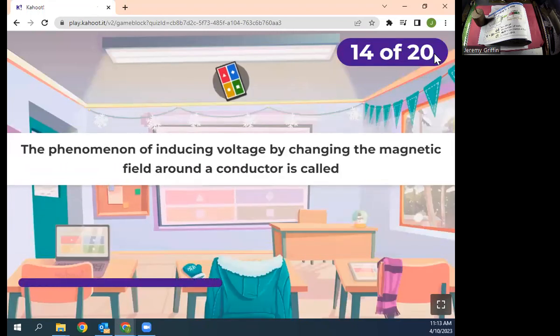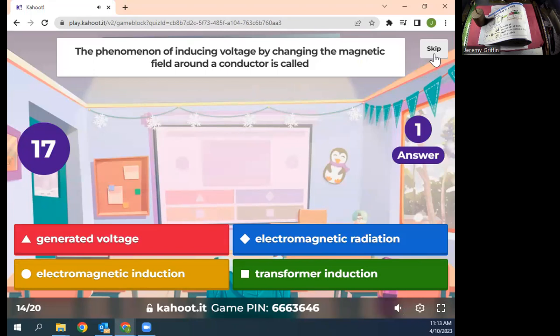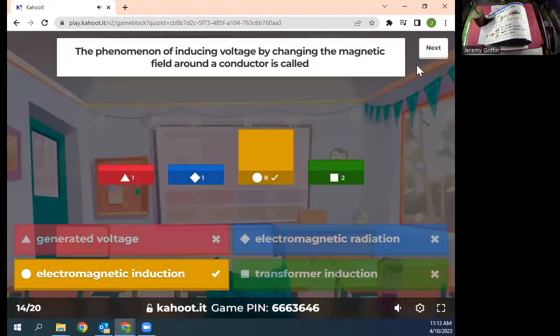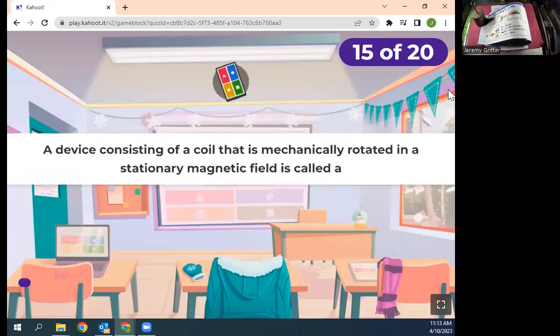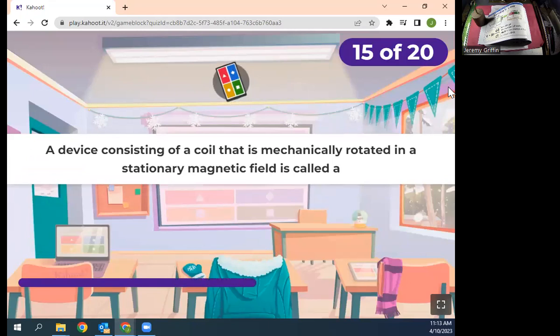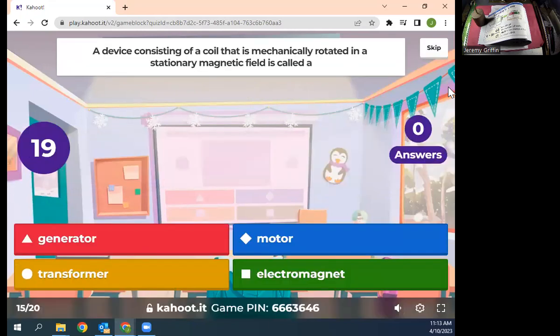The phenomenon of inducing voltage by changing the magnetic field around a conductor is called electromagnetic induction. There you go. That's the theme of this Kahoot. A lot of times I just abbreviate it to EM induction. A device consisting of a coil that is mechanically rotated in a stationary magnetic field. What's that called?